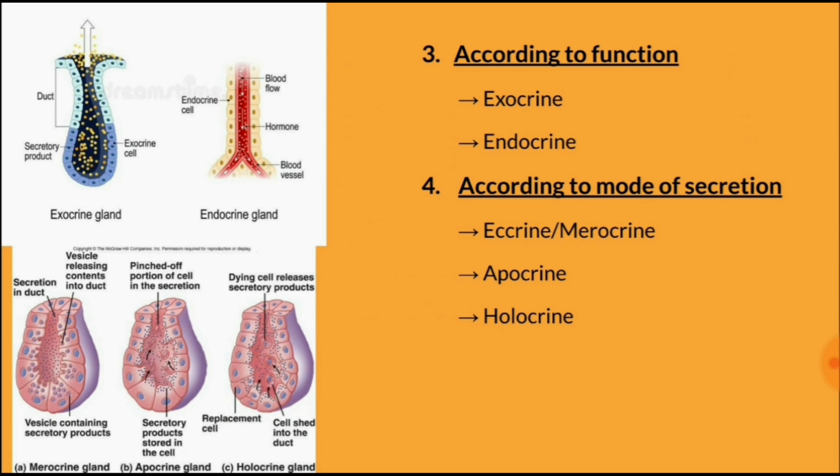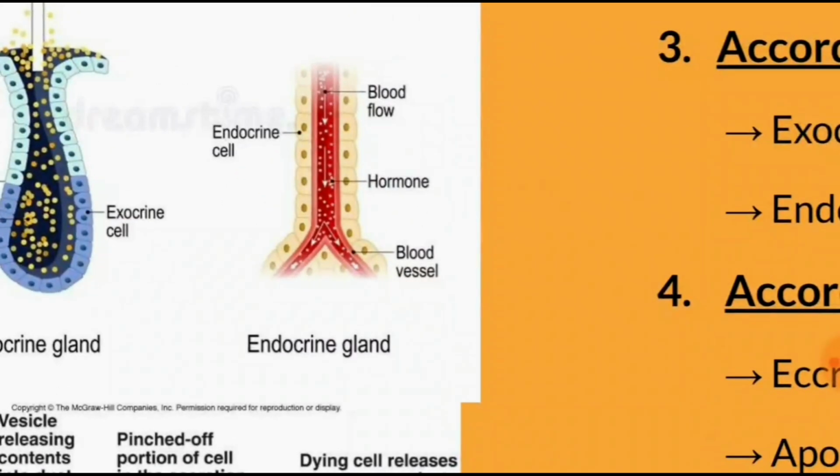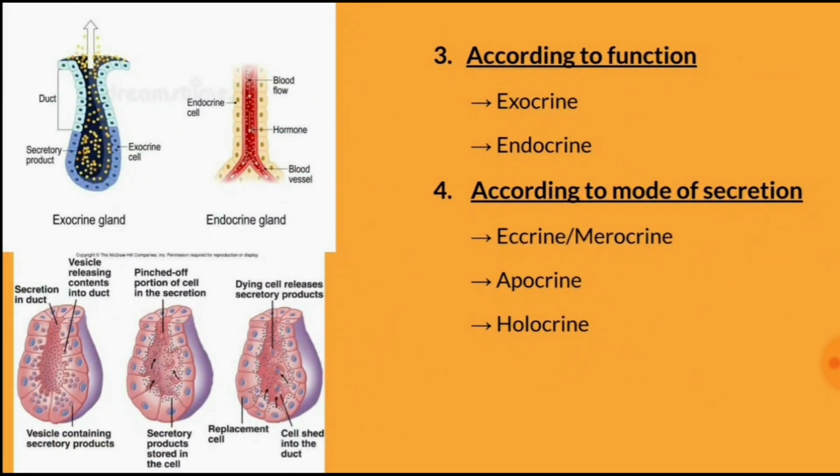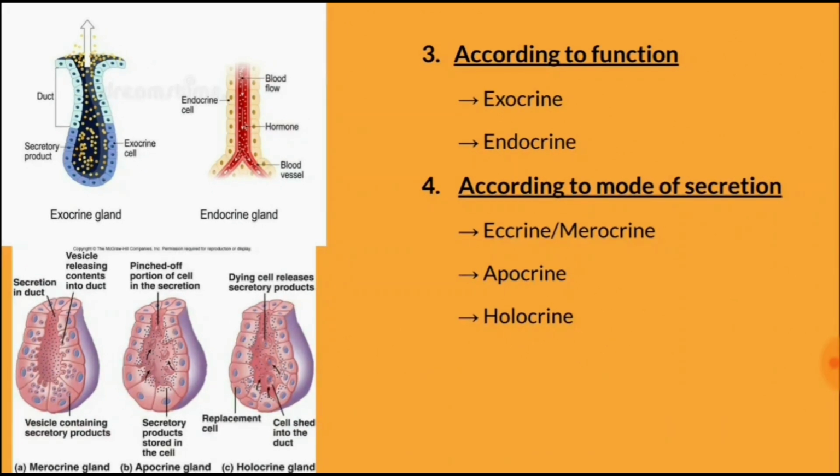Based on the function, glands are exocrine and endocrine. Exocrine glands are involved in secretions through a conducting tube, whereas endocrine glands directly release the secretions into the blood flow. You can observe in the image that there is a duct for an exocrine gland, and there is no duct for an endocrine gland; it is secreted directly into the blood. So endocrine cells are said to release hormones, and exocrine cells are said to release secretions or gland secretions.